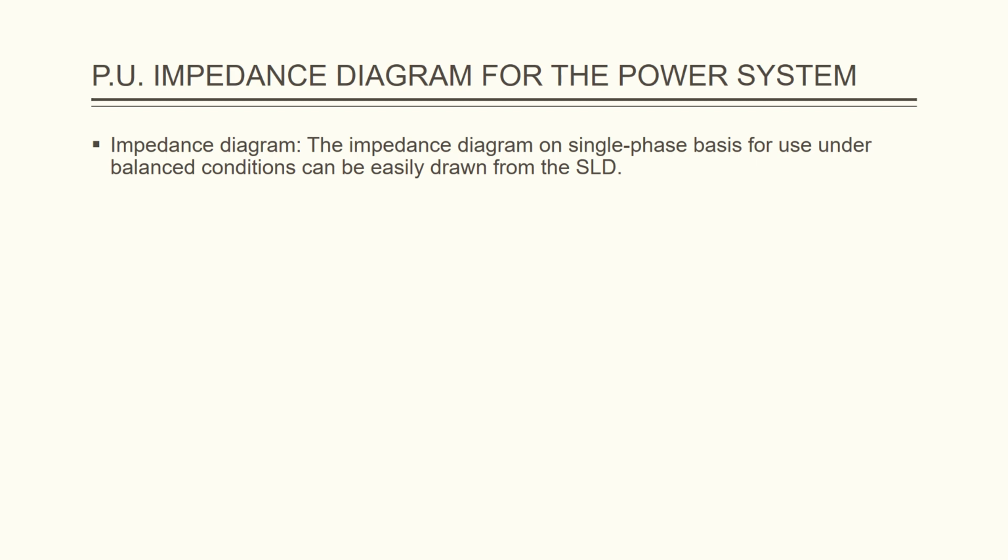The impedance diagram is the equivalent circuit of a power system in which the various components of the power system are represented by their approximate or simplified equivalent circuit. So the impedance diagram on a single phase basis for balanced condition can easily be drawn from a single line diagram.